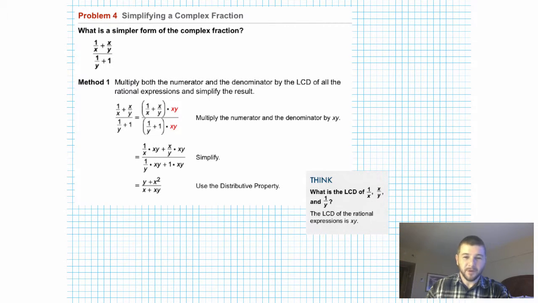So in order to multiply by the least common denominator of all the rational expressions, we would need to identify what that is. So I'm seeing a 1, an x, and a y. Those three different values represent our denominators, and that would mean the least common denominator would be 1 times x times y, or just xy. So multiply the numerator and denominator by xy, simplify, and find y plus x squared over x plus xy.